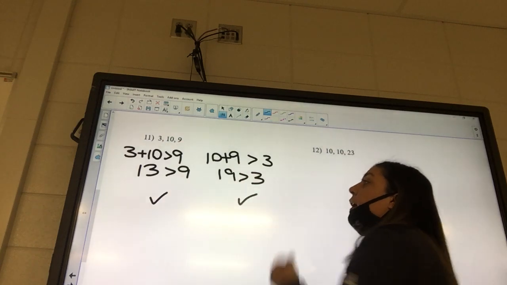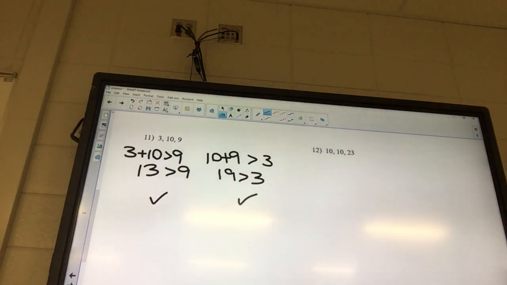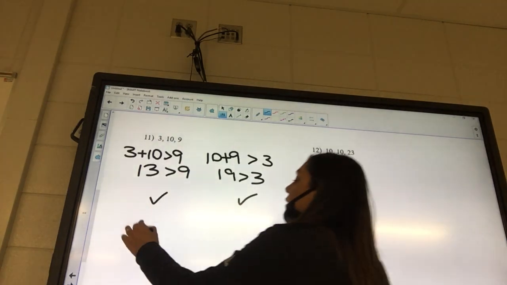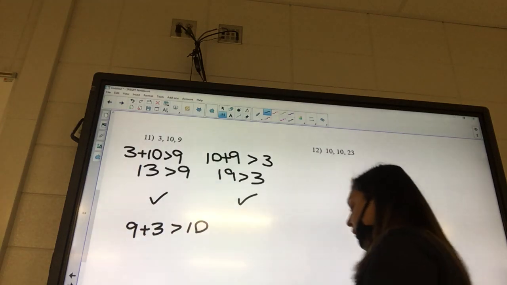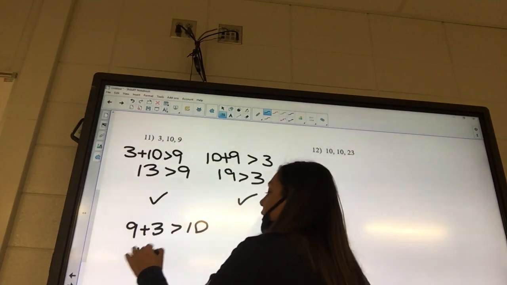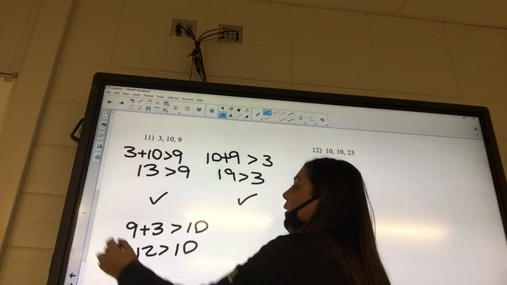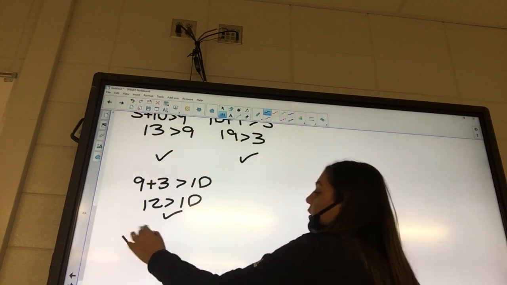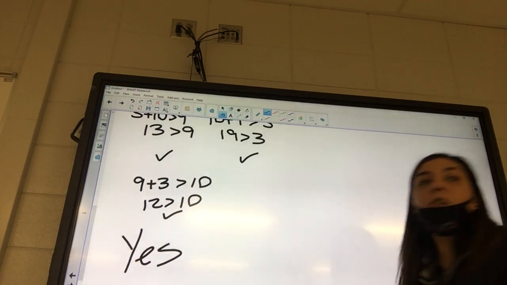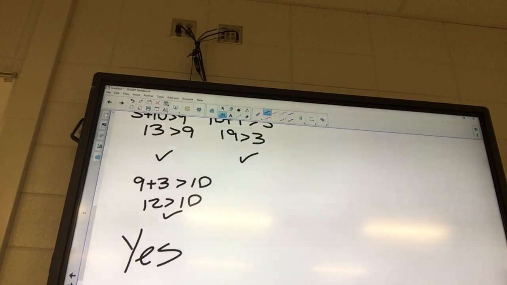Okay, what's going to be our third one? I think the third one is the hardest one to figure out which numbers to use. 9 plus 3 is greater than 10. What is 9 plus 3? It's 12. Is 12 greater than 10? Yeah, so that one checks out. So we got check, check, check. So that's good. We're going to say yes. This could be a triangle.